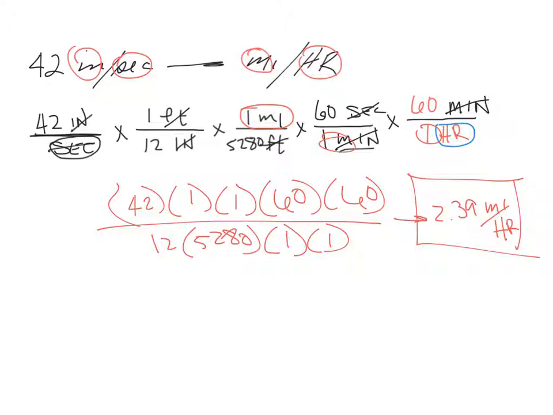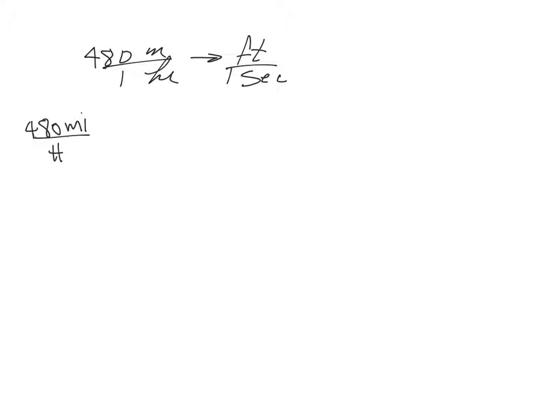Alright, so that's pretty much it. Let's try 2 more, and then you should have this down. Example 47.2 says that we're going to take 480 miles per hour. So I just put it over 1 hour. And we're going to change that to feet per 1 second. I always like to write that so I know where I'm going. Alright, so 480 miles per hour.